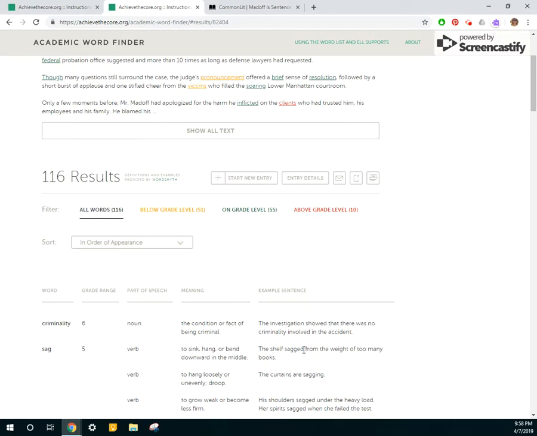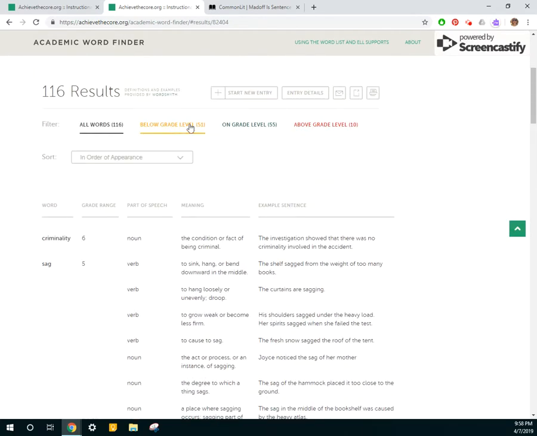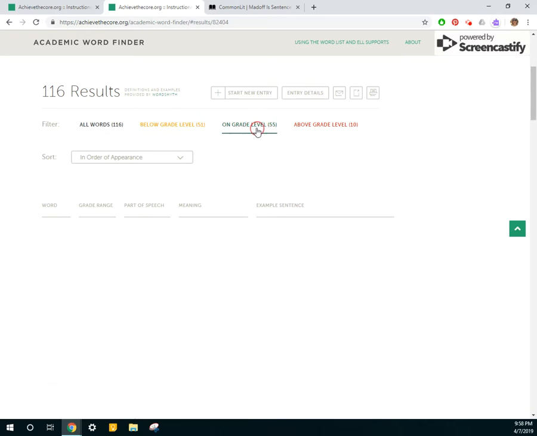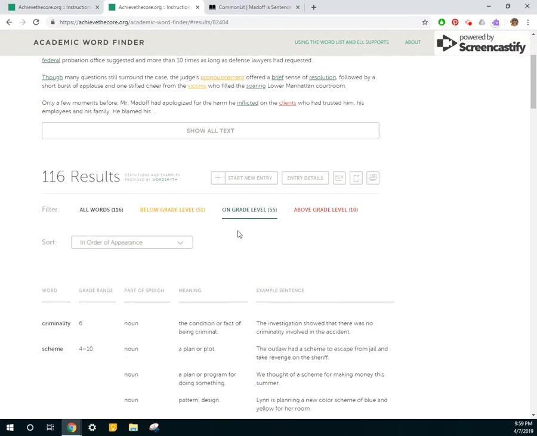So it keeps sorting these words into different categories so that you're able to see. The below grade level words and the on grade level words are pretty close to equal at 50-ish words each. But the above grade level is 10 now. So if you have a lot of low level readers in your 6th grade language arts class, this is going to be too hard for them because there are going to be 55 words that are on grade level. And let's be honest, sometimes our students aren't reading on grade level. So you have to be really cognizant and aware of that.